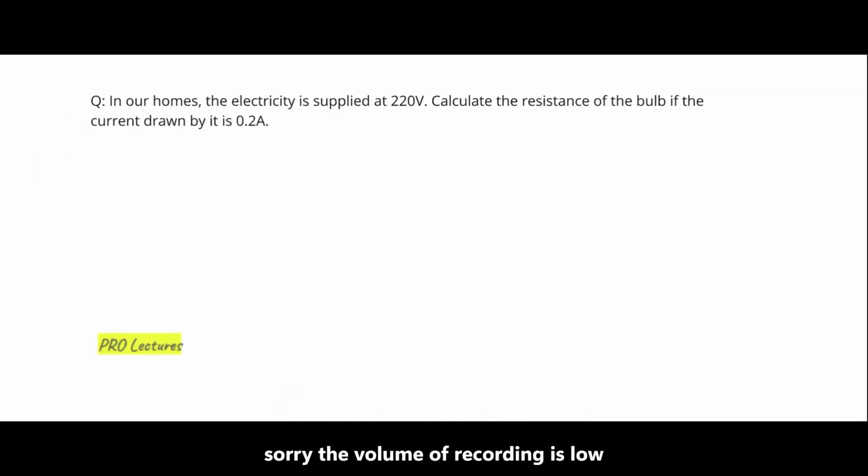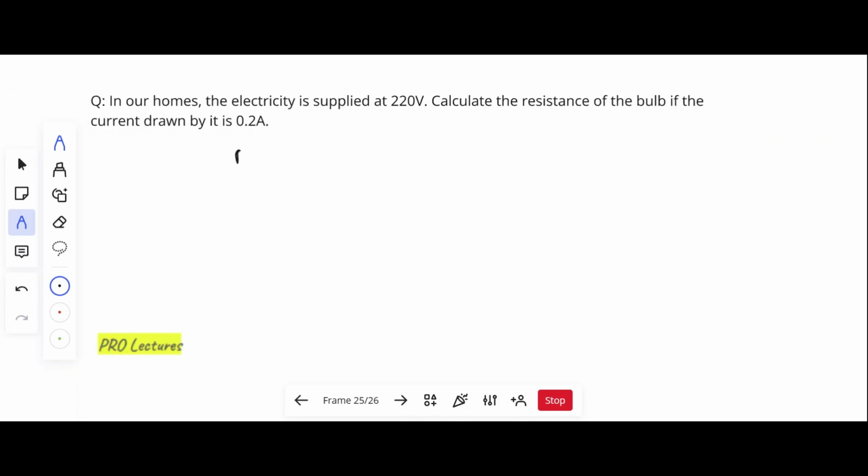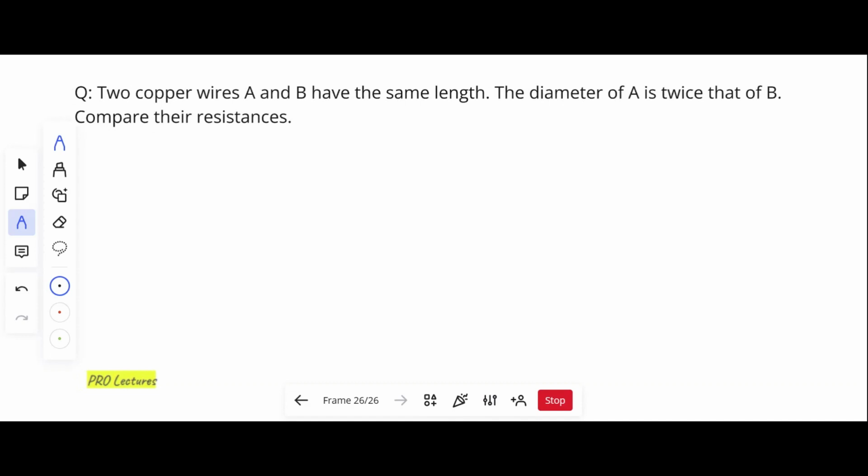Let's consider an example. In our home, the electricity is supplied at 220 volts. Calculate the resistance of the bulb if the current drawn by it is 0.2 ampere. So we know that R is equal to V by I. V is 220 volt, I is 0.2. Substitute. Simplifying this, we get 1100 ohms.